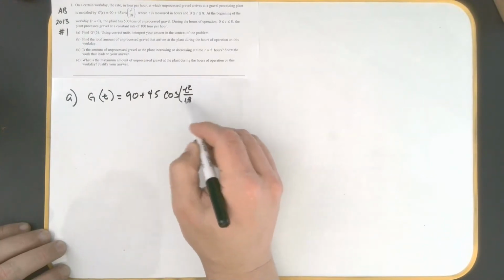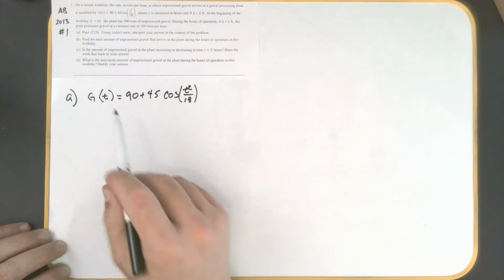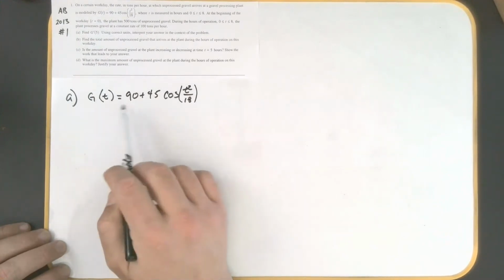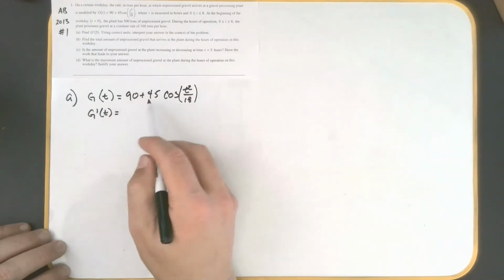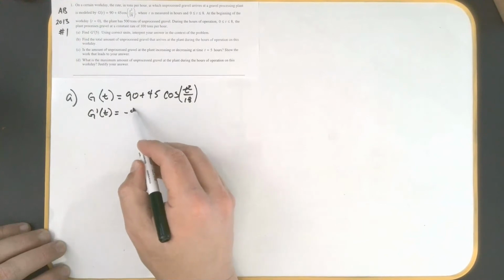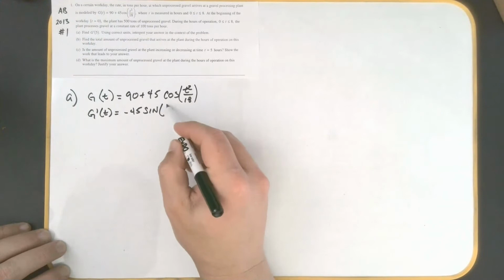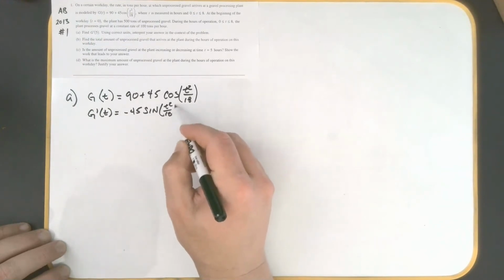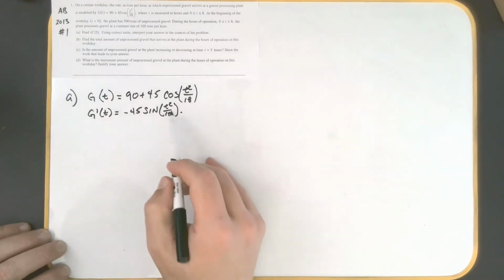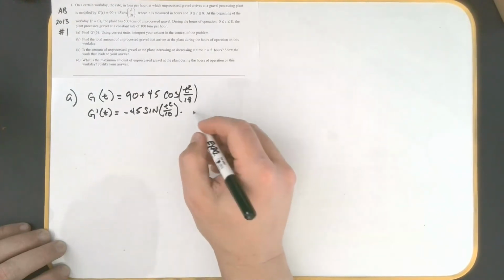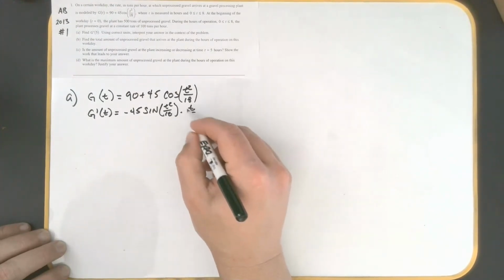Well, since this is a calculator question, we could just put this into our calculator, take the derivative of this, evaluate it at 5. But I'm going to go ahead and write what G prime of t is equal to. So the derivative of 90 is 0. Derivative of 45 cosine is going to be negative 45 sine of this angle, t squared over 18. And then we'll have to multiply by the derivative of the angle, which would be 2t over 18, or t over 9. So that would be our derivative, and then it wants us to evaluate that at 5.